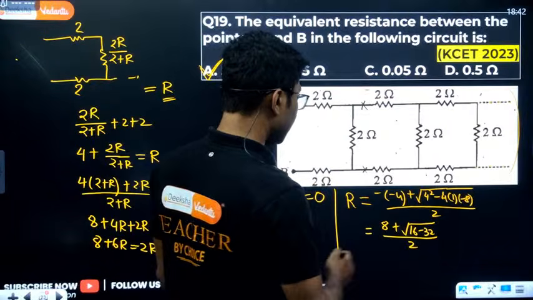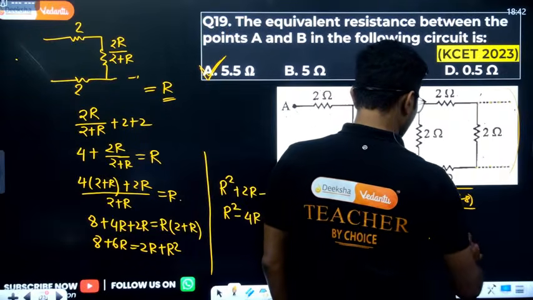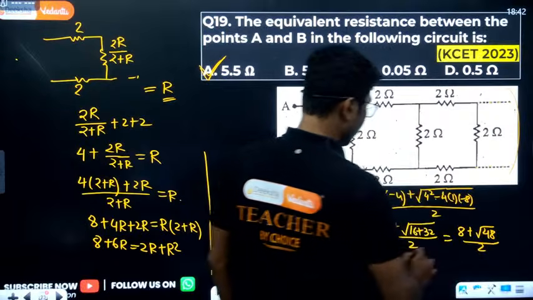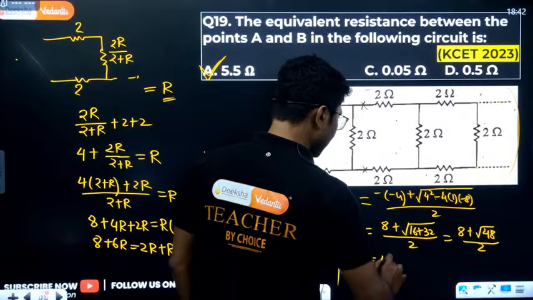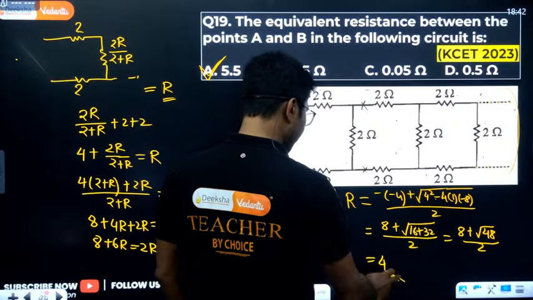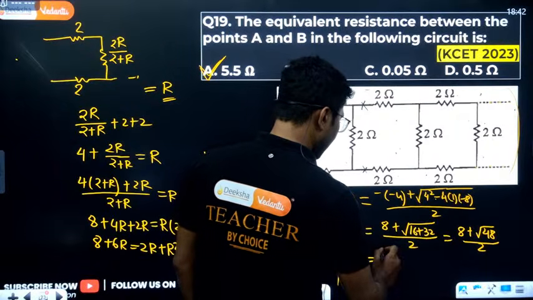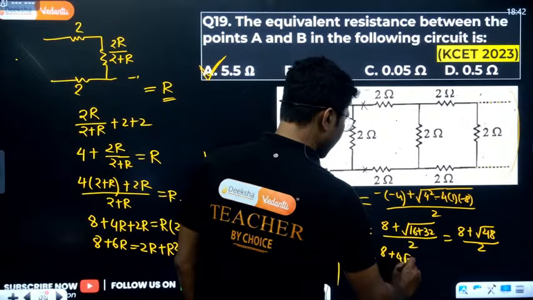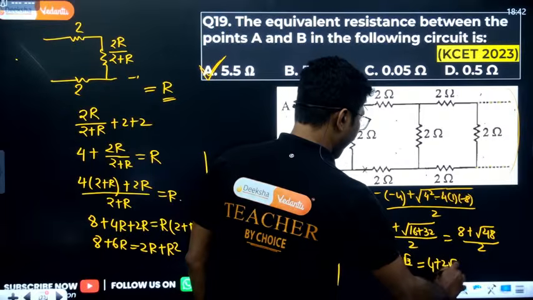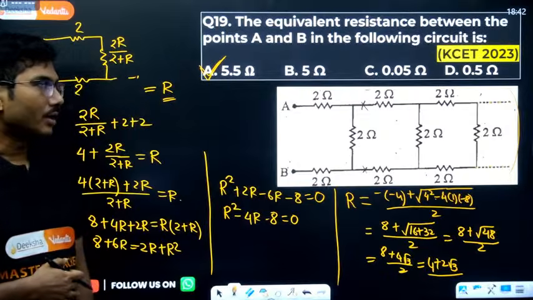Okay, 16 plus 32, sorry, minus plus. So it will be 8 plus square root of 48 by 2. Obviously it cannot be directly calculated, but yes, it will be 4. Let me do the 48 part as well. 48 is 8 plus 4 root 3 by 2. So it will be 4 plus 2 root 3, which will come out to be 5.5 ohm.